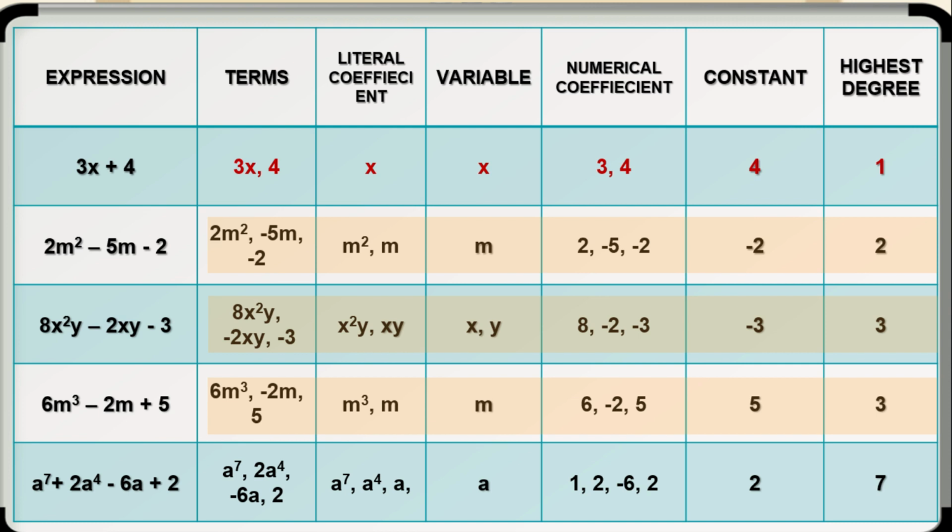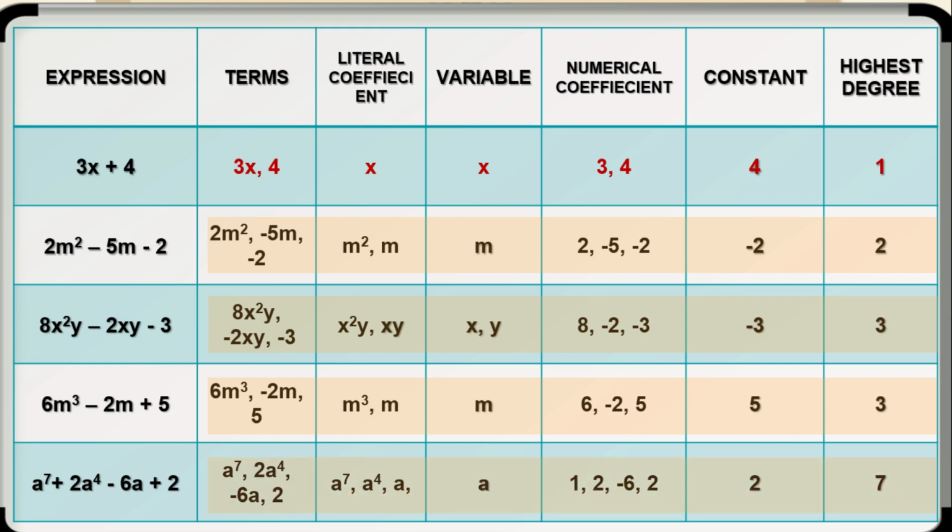For the expression 6m cubed minus 2m plus 5, the terms are 6m cubed, negative 2m, and 5. The literal coefficients are m cubed and m. The variable is m. The numerical coefficients are 6, negative 2, and 5. The constant is 5, and the highest degree of the expression is 3.